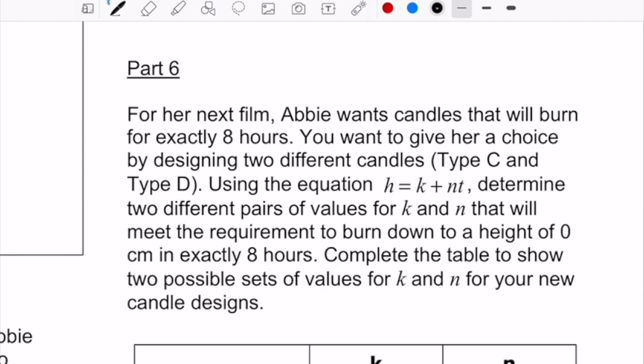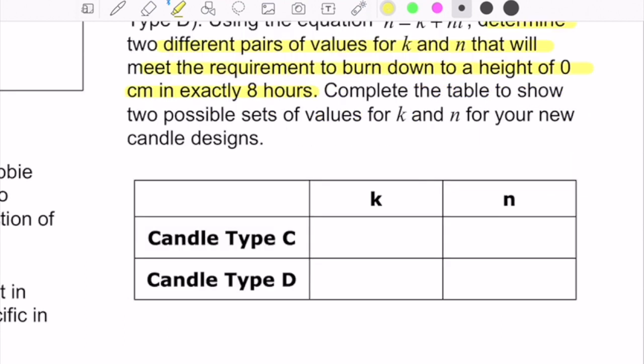The last part of this question, part 6, says, for her next film, Abby wants candles that will burn for exactly 8 hours. You want to give her a choice by designing 2 different candles, so type C and type D. We want to determine 2 different pairs of values for K and N that would meet the requirements for the candle burning down to exactly 0 centimeters in exactly 8 hours. And we're going to complete the table to show 2 possible sets of values for K and N. And so this is a table fill-in question type. This is the kind of question where you're asked to type into the cells of a table to answer the question. And so the fields that you're typing in are these open squares right here.